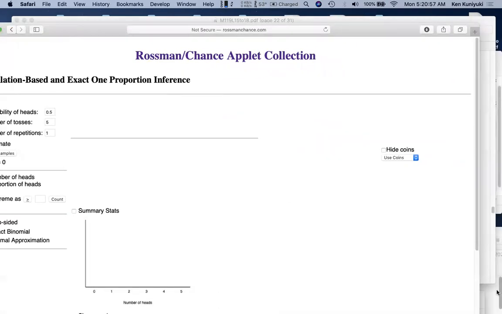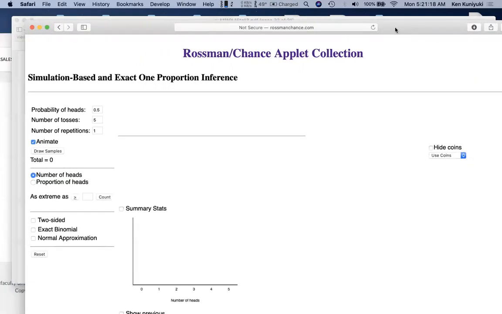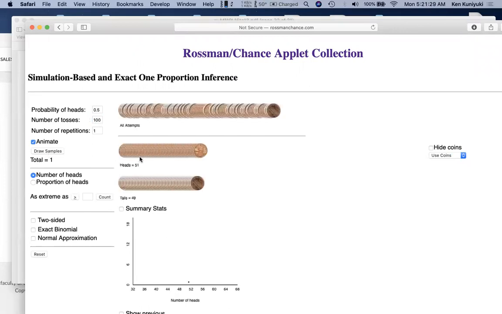Now, in the usual situation, we have students flip a fair coin 100 times. A head is a success, and X counts the number of heads or successes. Then X has a binomial distribution where n equals 100 flips or tosses, and success probability, head probability, p, is 1/2 or 0.5. This student gets 51 heads and 49 tails. We see a dot at 51 on the dot plot.